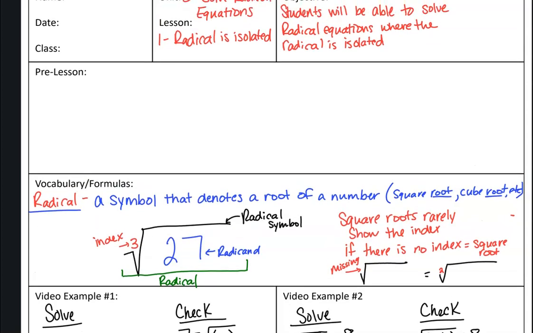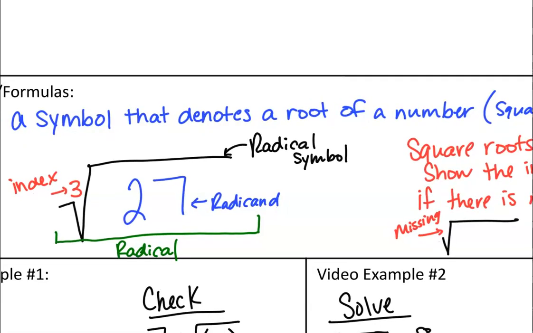So my black line there, it kind of looks like a division sign, or division operation, but it has this extra little leg in the front that tells us that it is a radical and not division. The number on the inside is called the radicand, and then the little bitty number is called the index, and the whole thing is a radical.